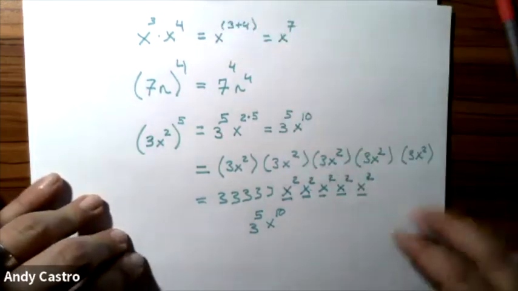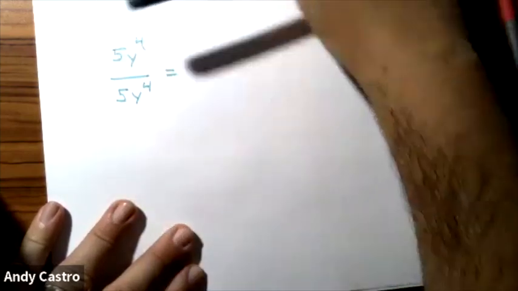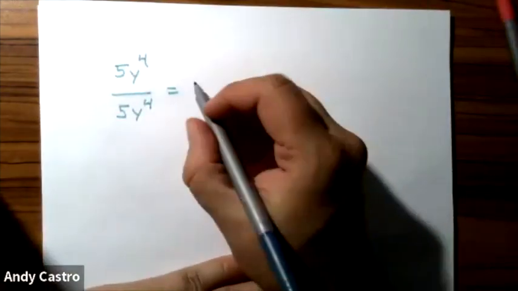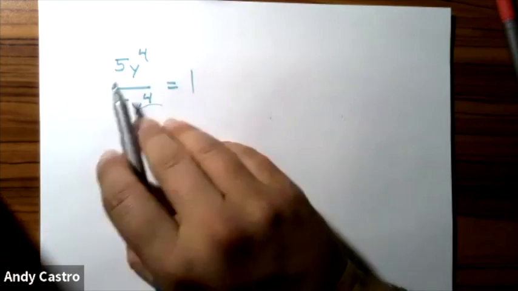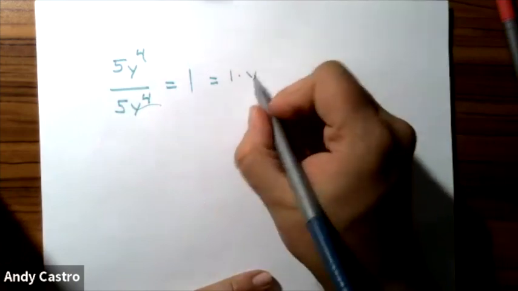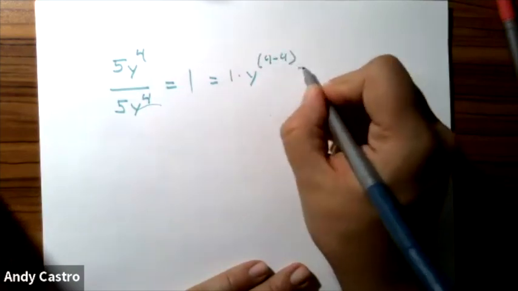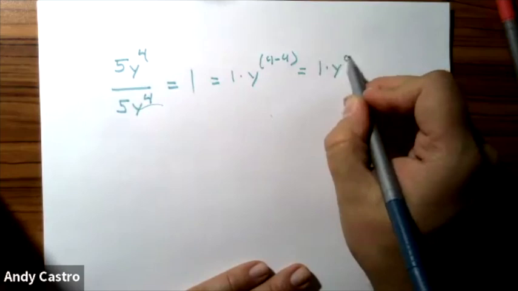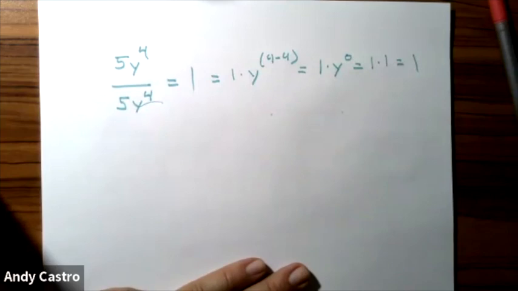Okay, let's work another good example. Here we have 5y to the 4th over 5y to the 4th. Since we have identical factors, that's just going to be a 1. But if we wanted to work this out, 5 over 5 would just be 1, times y to the fourth over y to the fourth, which is y to the 4 minus 4. So that would be 1 times y to the 0, which would be 1 times 1, which would be 1.